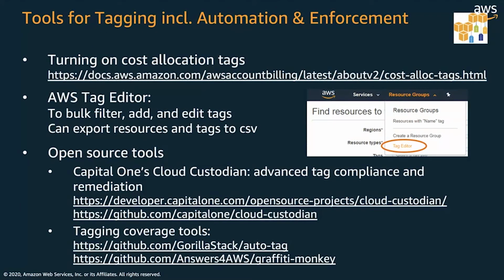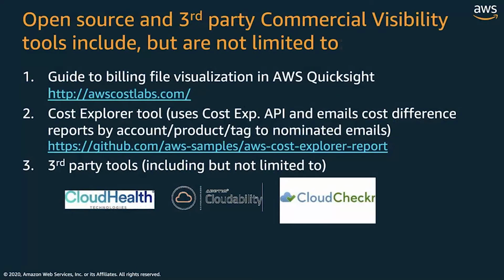Tags are important as well. So it's important that you turn on cost allocation tags. Those tags can then be used for that visibility piece that we mentioned earlier, and the ability to control costs on a very granular level. So we have tools within our own ecosystem of services like the AWS Tag Editor. There are other open source tools available on the marketplace, as there are for commercial visibility as well.